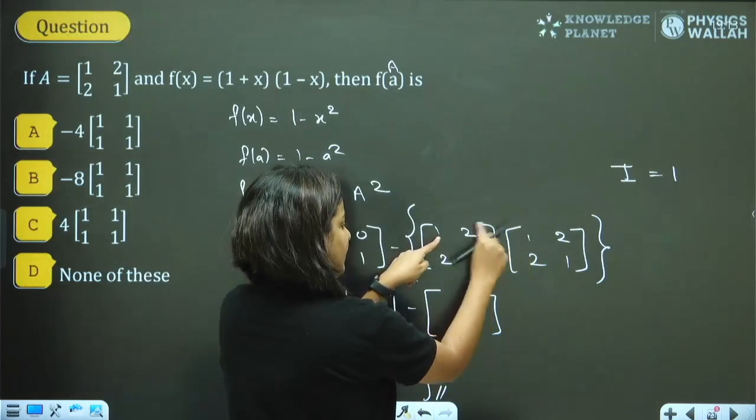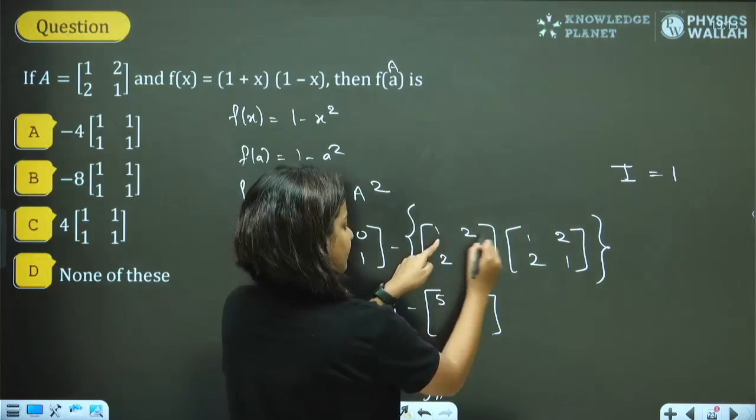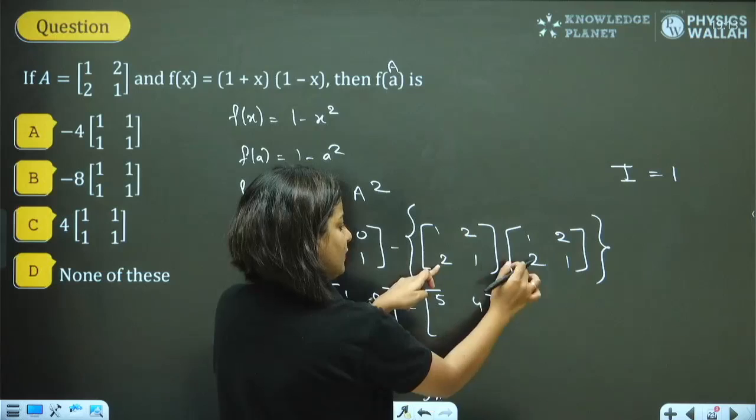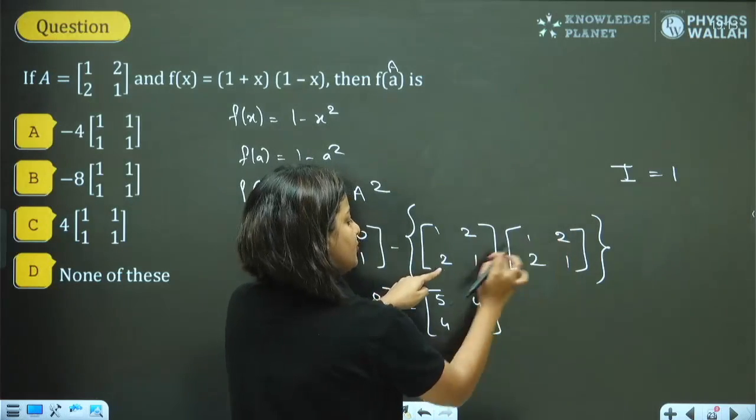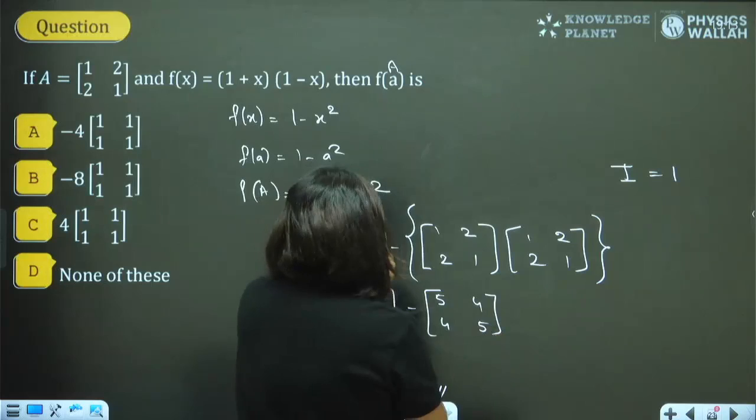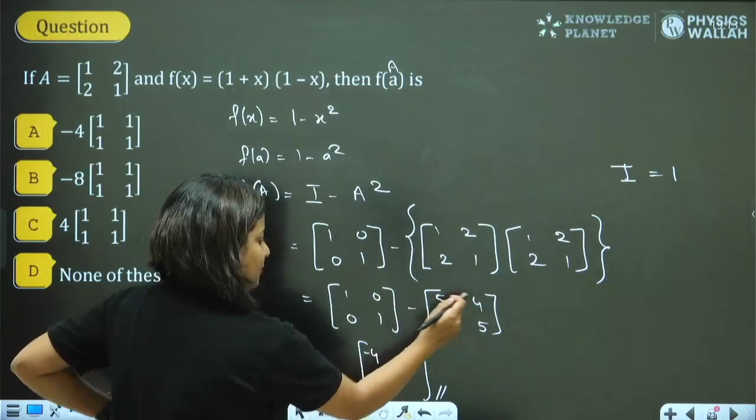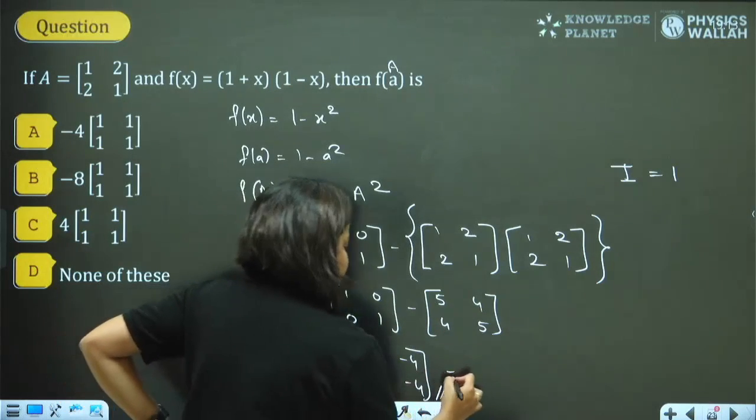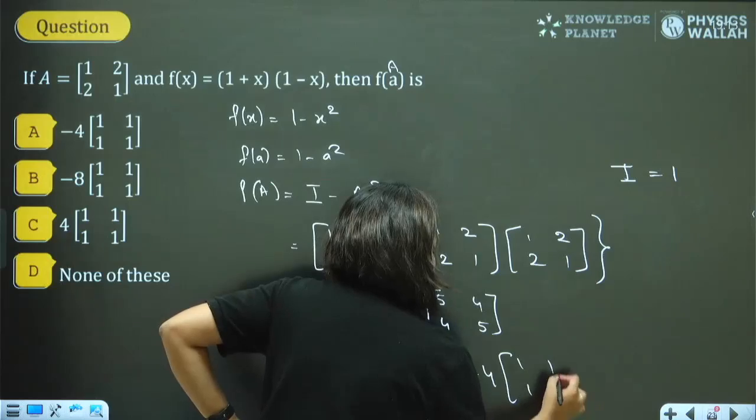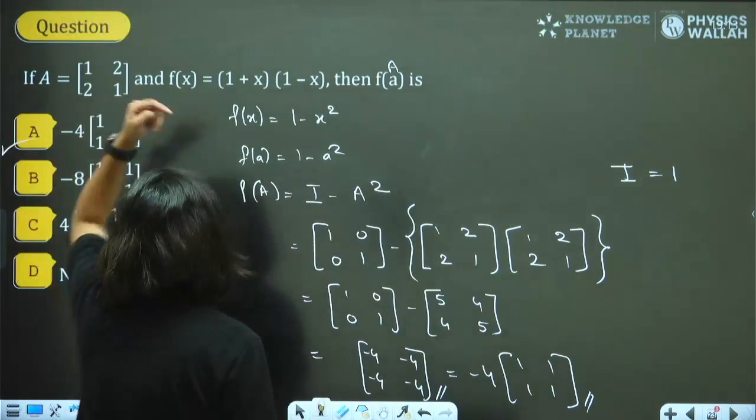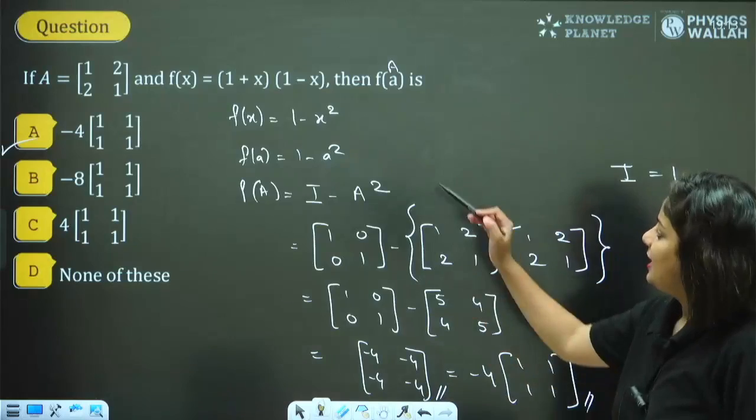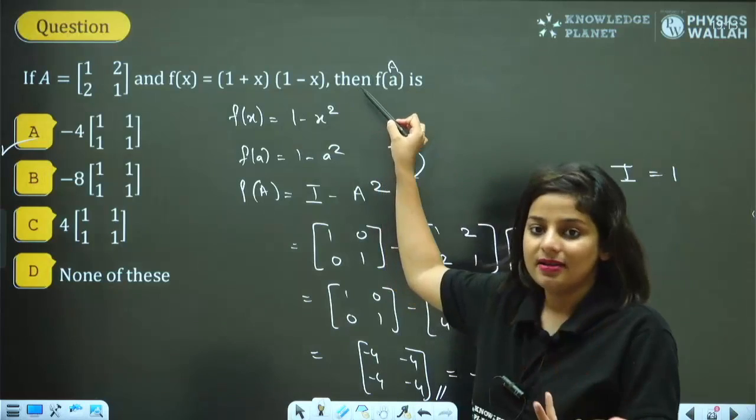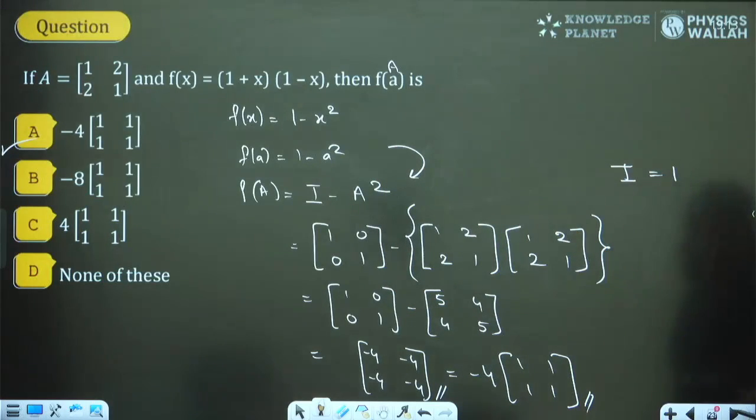First row, first column, 1 ones are 1, 2 twos are 4, 1 plus 4, 5. First row, second column, 1 twos are 2, 2 ones are 2, 4. Second row, first column, 2 ones are 2, 1 twos are 2, 4. Second row, second column, 2 twos are 4, 1 ones are 1, 4 plus 1, 5. Now subtract: 1 minus 5 minus 4, 0 minus 4 minus 4, 0 minus 4 minus 4, 1 minus 5 minus 4. Taking minus 4 common, you will get 1, 1, 1, 1. That is option number A. A is the answer. People, this was the trick to understand that the small a in numeric system is capital A in matrix system and I is nothing but 1.